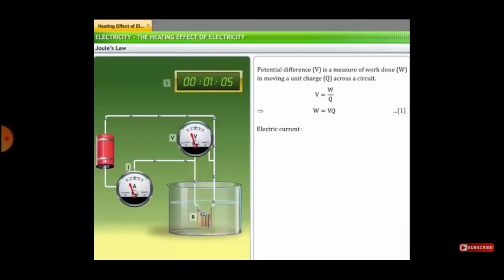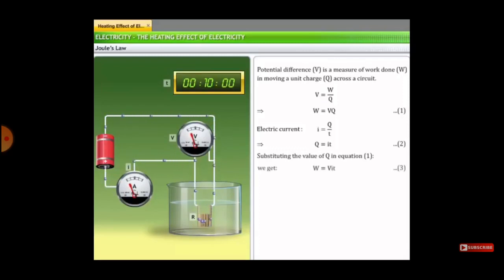charge. And the electric current which flows in the circuit can be given by I is equal to charge flowing per unit time, that is Q by T. So change the expression for Q, then Q is equal to I into T. Substitute this Q in equation 1, then you will get W is equal to VIT. This is the formula for work done by the electrical energy, or this work done is also referred to as energy. So the formula for energy is equal to VIT.